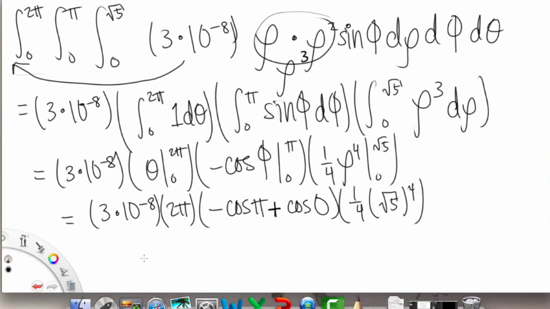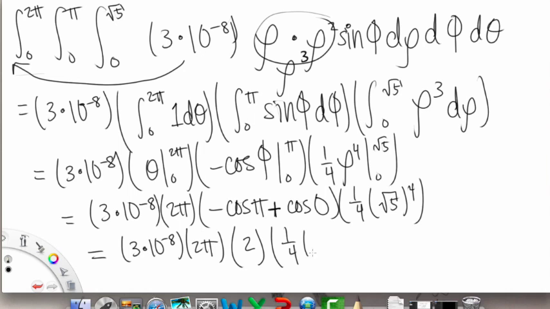So just that, and then 3 times 10 to the negative 8, and then our 2 pi. And then this here turns into negative 1, so that's 1 plus 1, which is 2. And then a 1 over 4, and this is times 25. So basically, both of those 2's cancel with the 4, and we get 75 pi times 10 to the negative 8.